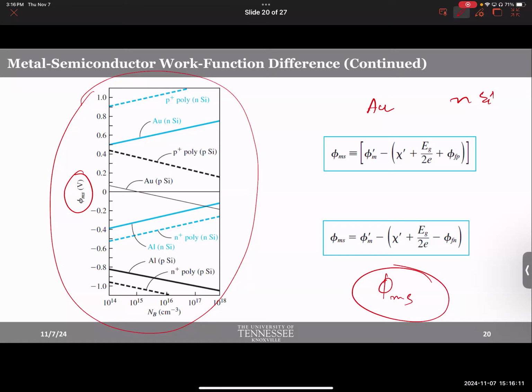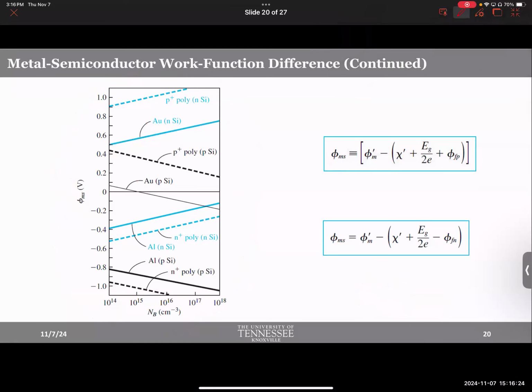Okay, let's see. Where is gold? There is gold. Yeah, these are the two golds. And I asked for n-type silicon. There is n-type silicon. So this is the graph you should look at. And then maybe I told you that the doping concentration is 10 raised to 16. So for 10 raised to 16, what is the phi ms for gold?